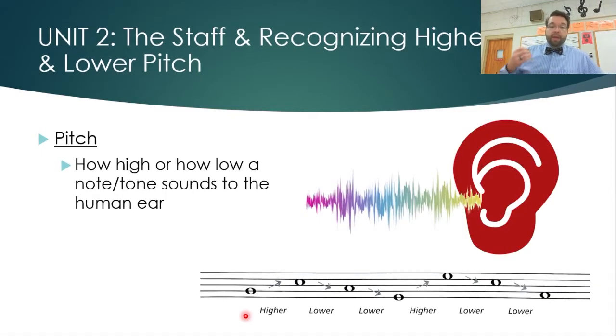Now pitch. Pitch is how high or how low a tone or note sounds to the human ear. How that sound wave vibrates. Is it at a higher frequency or at a higher rate of vibration, or is it a lower rate of vibration? The lower the rate of vibration of the sound wave, the lower the pitch. The higher the rate of vibration, the faster that wave vibrates, the higher the pitch. So that's what pitch is.